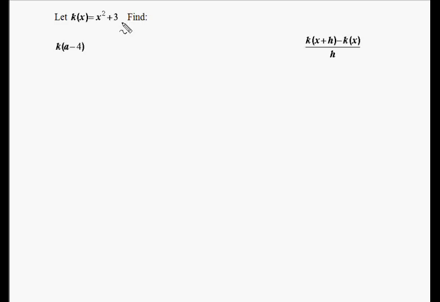Let's look at a new function. K of x is equal to x squared plus 3. So we want to evaluate k by putting in a minus 4. We put it in where the x used to be. K of x, there's the x. Now I want k of a minus 4.